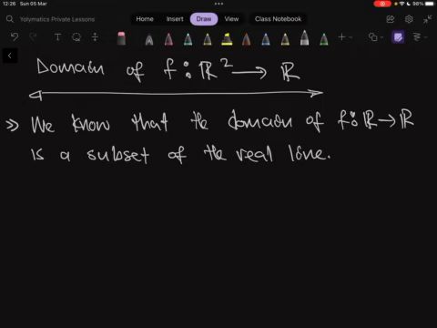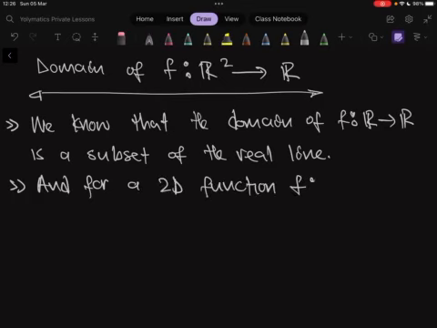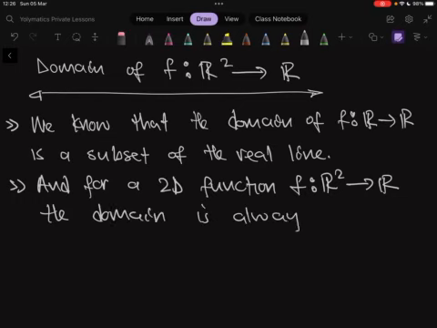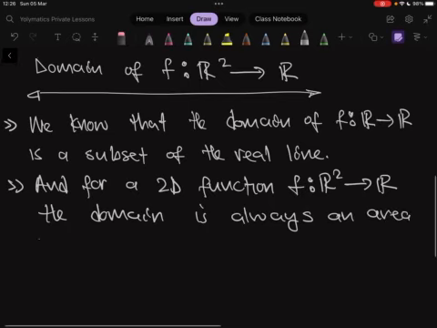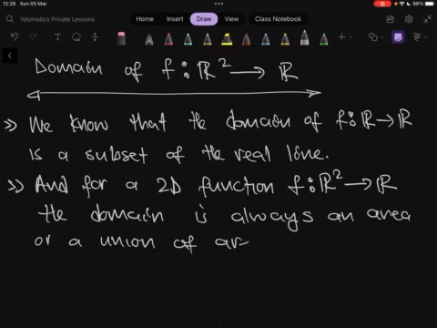You see? Yes. So, for a 2D function f, which takes R2 and maps it to R, the domain is always an area or a union of areas in the R2 plane.